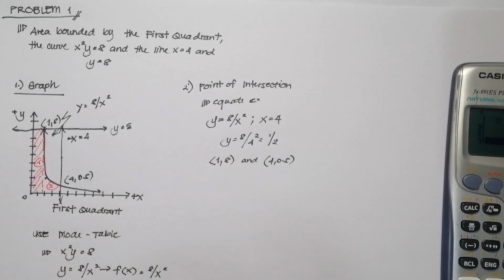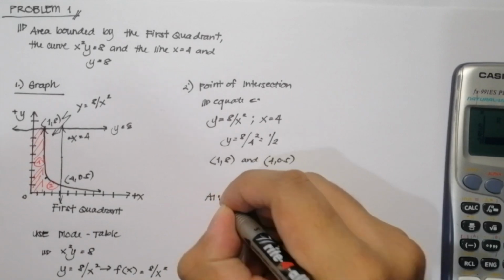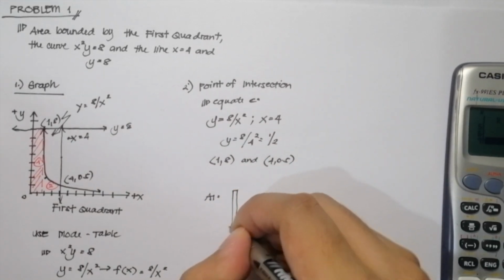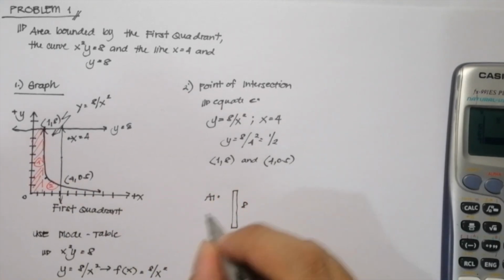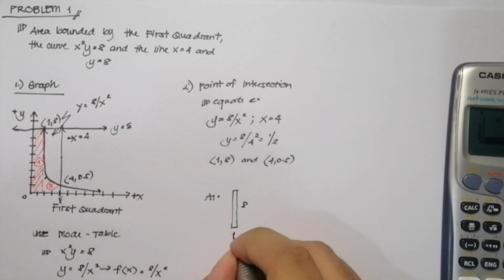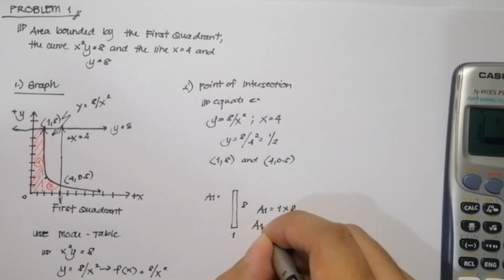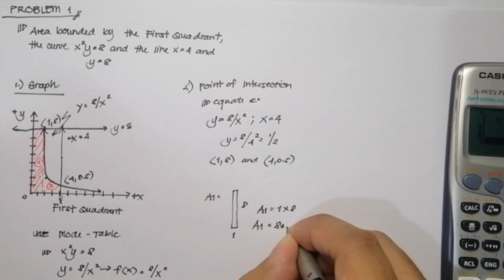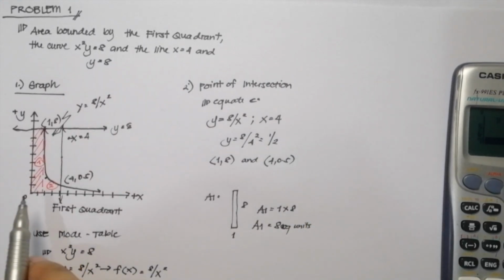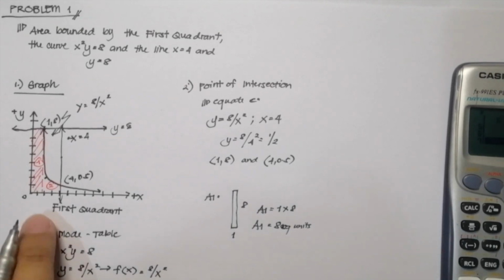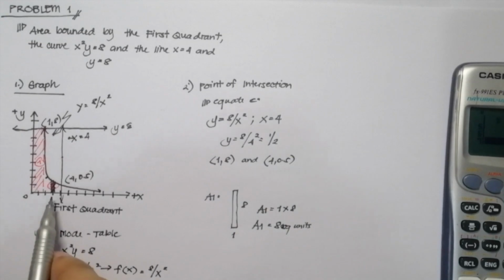You can notice that area 1 is rectangular in shape. By isolating it, area 1 is a rectangle that has a dimension of 8 and 1, based on our plotting of points. So area 1 is equal to 1 times 8. Area 1 is equal to 8 square units. Now, this is our area 2.